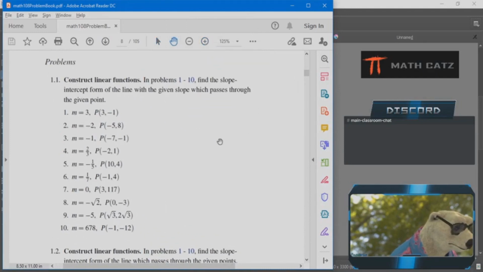So we want to construct the linear function, and the linear function is necessarily going to be the slope-intercept form. It says that. Find the slope-intercept form of the line with the given slope, and it passes through the given point.